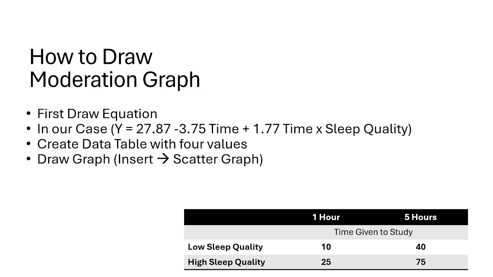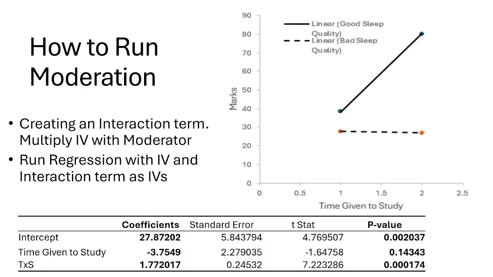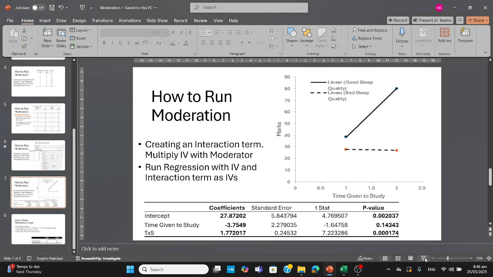How to draw a moderation graph. First, draw the equation. In our case, this is the equation. Then create a table, and then draw the graph. So we are going to do it for you, and then you would have a similar graph to this one. So now I go to Excel again.